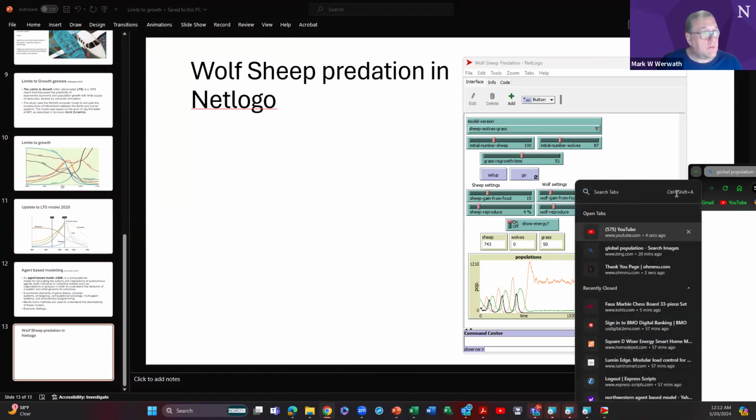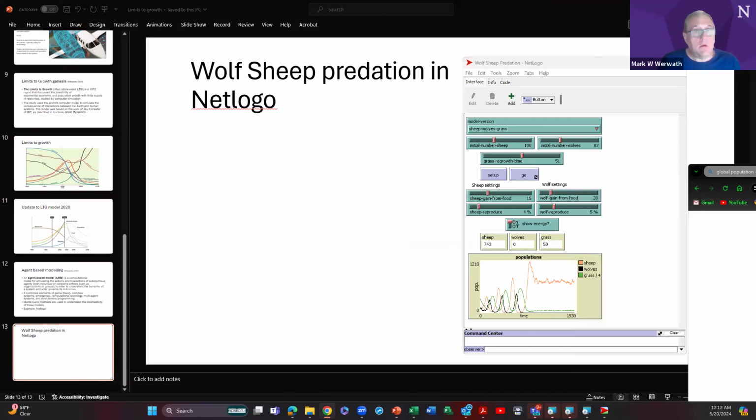Why can't I get rid of this? Control Shift A, there you go.